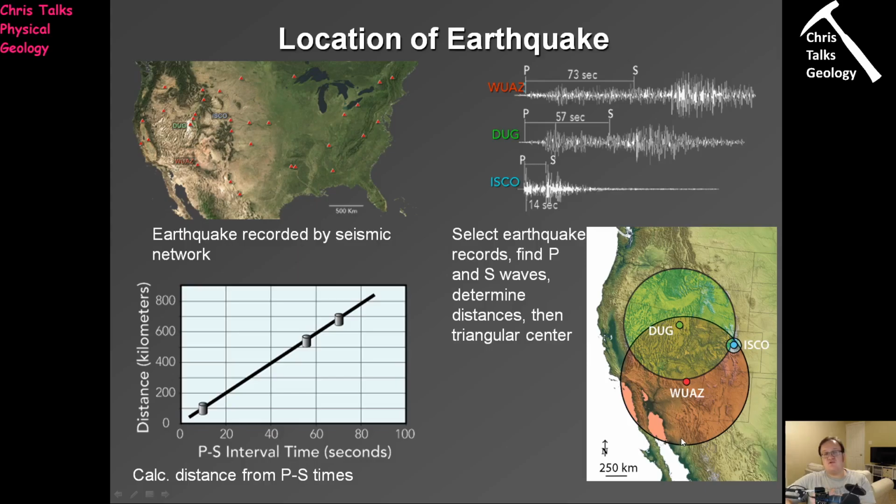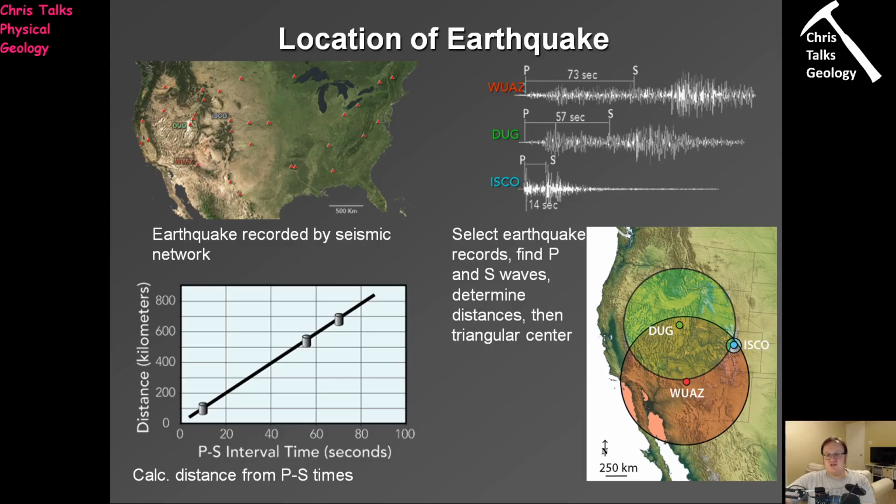Now, why do we do a circle like this? Well, we know it's 700 kilometers, but we don't know in what direction. Is it 700 kilometers north, east, south, west? We don't know. And the same goes for each of these monitoring stations. What we can do though is once we draw the circles, there's going to be a point where the circles all cross, and that is going to be the location of our earthquake.